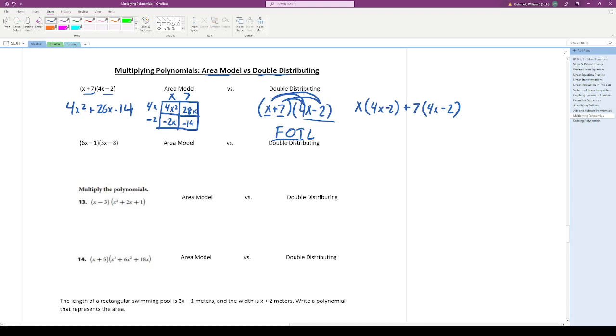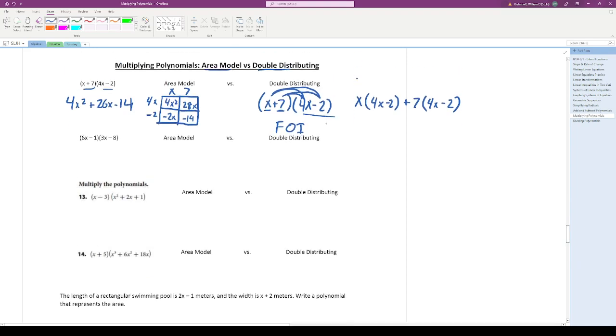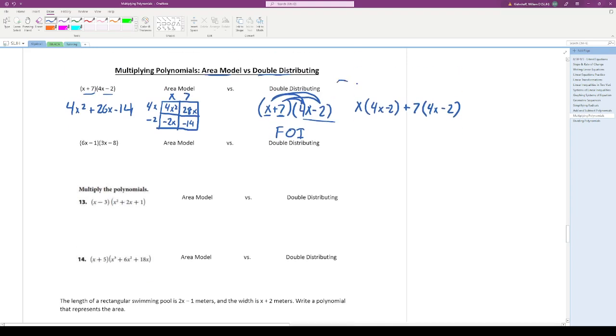binomial. So we did x times 4x and x times minus 2. Then the second part, the IL part of FOIL, the inside and last part, distributes the 7 across those same two terms. So we distribute the 7 across the same two terms, and that's what we've written out here, just as distributions rather than with all the little arrows. So let's go ahead and distribute these.